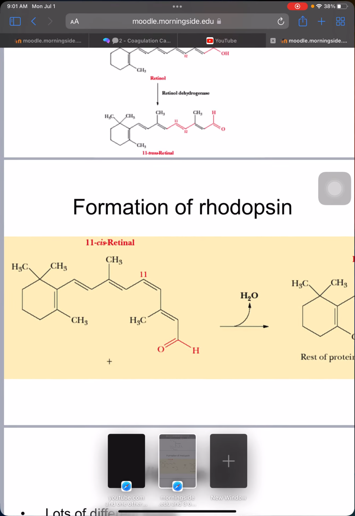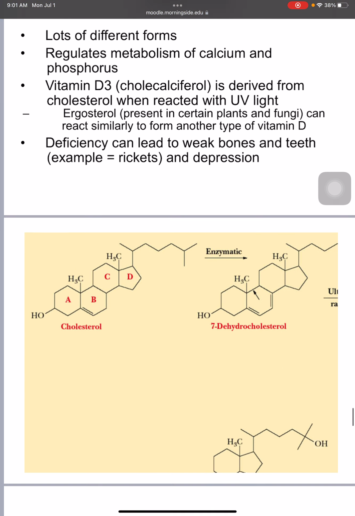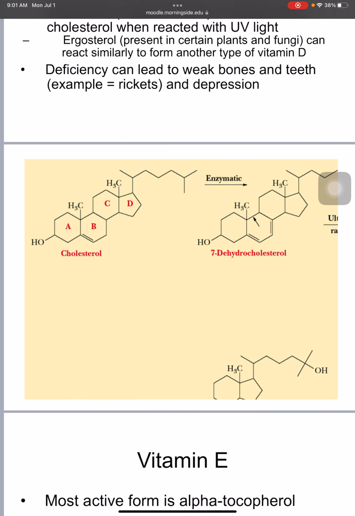Vitamin D. First of all, there's lots of different forms of vitamin D. Probably the one that we are most familiar with is called vitamin D3, which is also known as cholecalciferol. And so vitamin D is actually a straight up derivative of cholesterol. You can see the process of how it's converted or how it's used here in this particular reaction scheme.